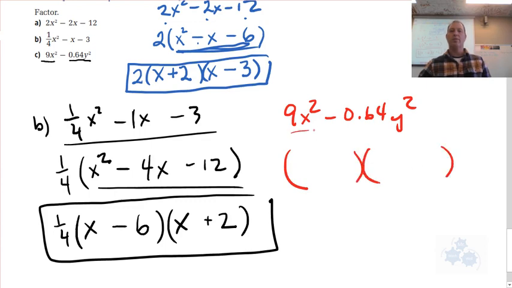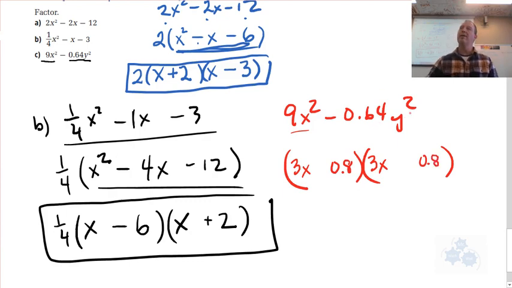We're going to take the square root of the first one, which is 3x. And that's going to be our first term. The square root of this term over here, 0.64, well, 8 times 8 is 64, so it's going to be 0.8. And you can check this on your calculator if you want. Take the square root of that. And then because we have a y there, we have to make sure we have a y in each one of these terms as well. And then plus, minus. Difference of squares. Okay? You get that? Any questions?